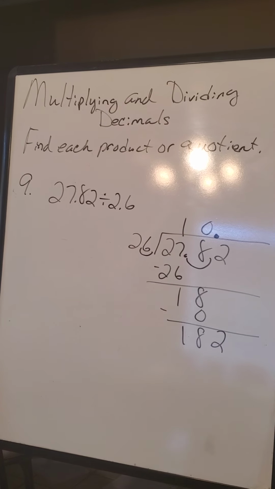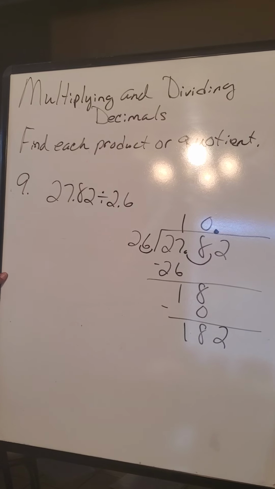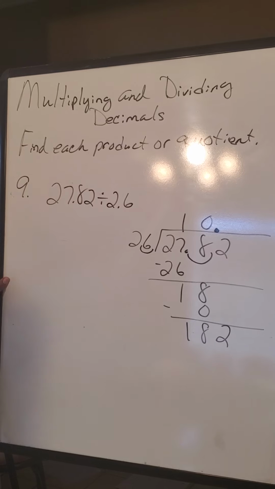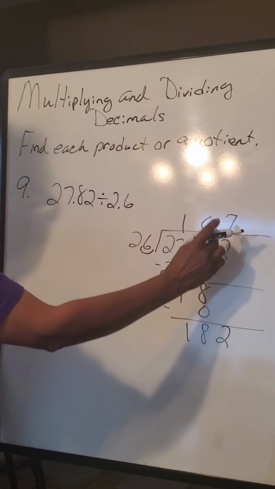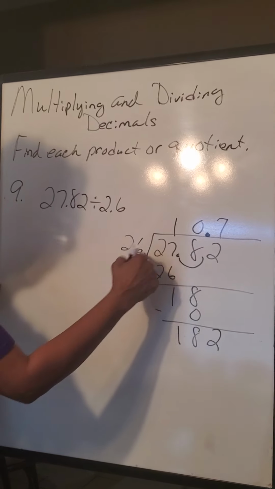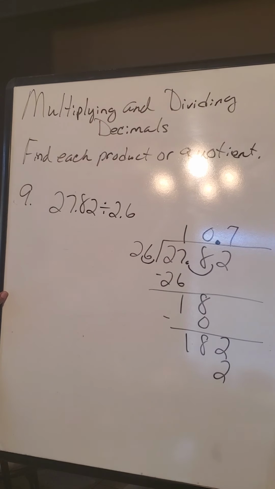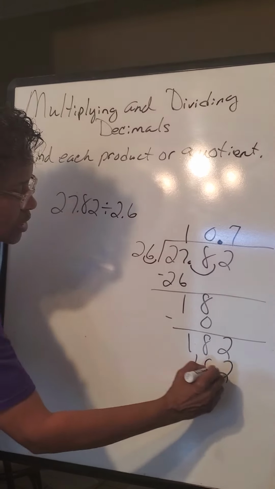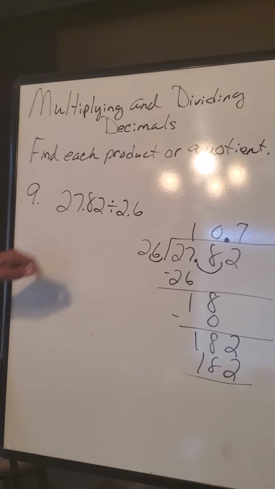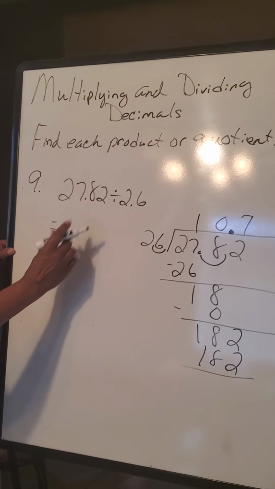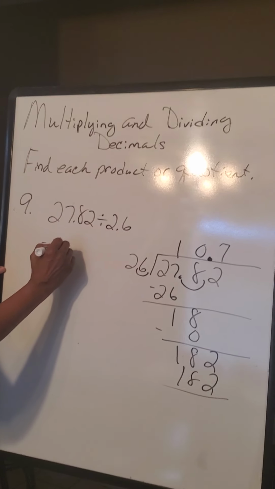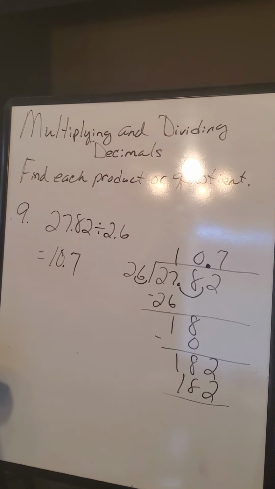Okay? And now we're ready to continue this multiplication. So here I'll get a 7. 7 times 6 gives me 42. 7 times 2 is 14, and 14 plus 4 gives me 18. A positive divided by a positive is a positive. So my answer is 10 and 7/10.